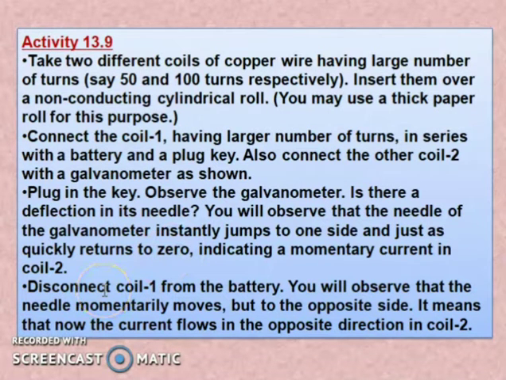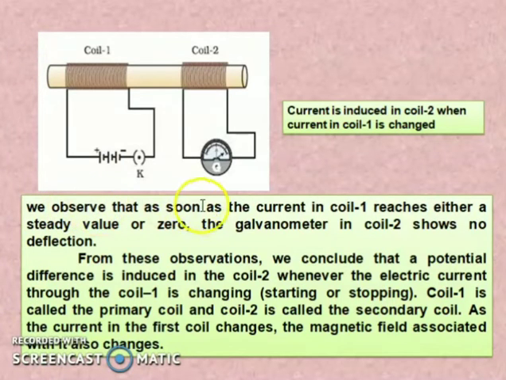Now disconnect coil 1 from the battery. You will observe that the needle momentarily moves, but to the opposite side. It means the current now flows in the opposite direction in coil 2. As soon as the current in coil 1 reaches either a steady value or zero, the galvanometer in coil 2 shows no deflection.